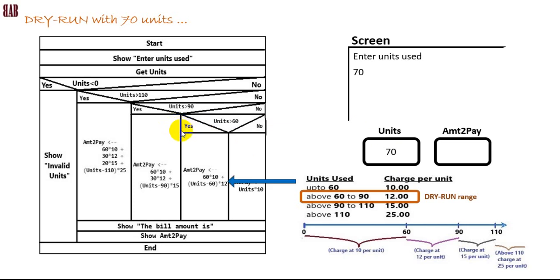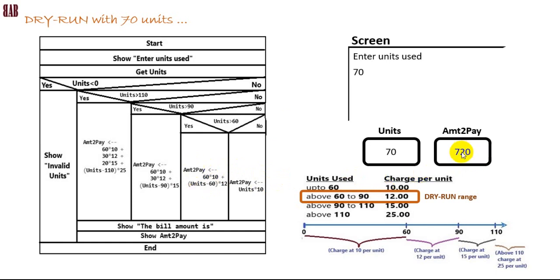Then we come here. Then we come here. Then we come here, and then we are doing a calculation for the 70. So the 70's calculation is for up to 60 we are multiplying by 10, and units which is 70 minus 60, which is the balance 10. Balance 10 we are multiplying by 12. So this will be 600. Units minus 60 will be 70 minus 60 will be 10, right? So 10 into 12 is 120. So 600 plus 120 will be 720. So this calculation is put amount as this.